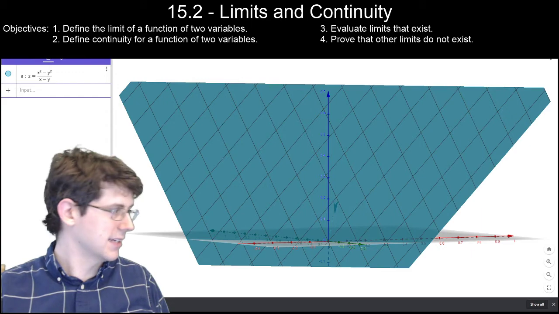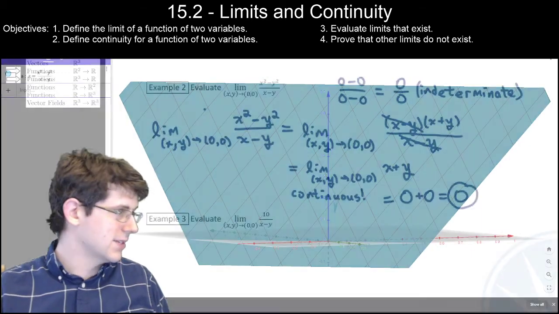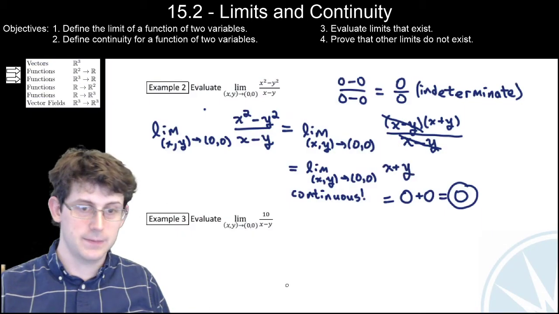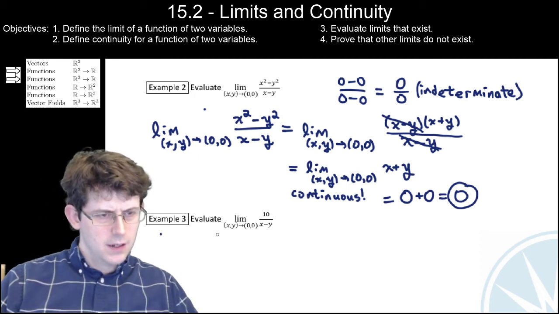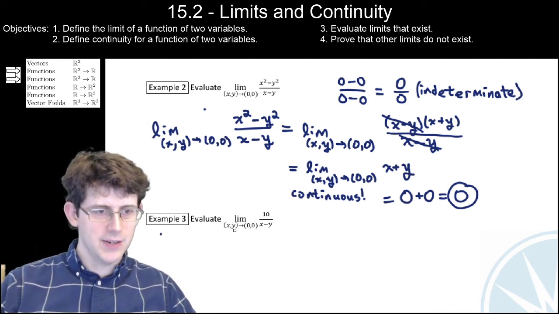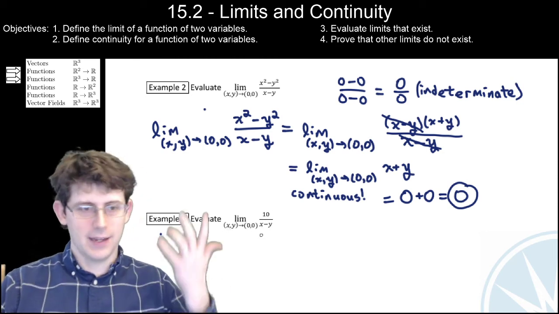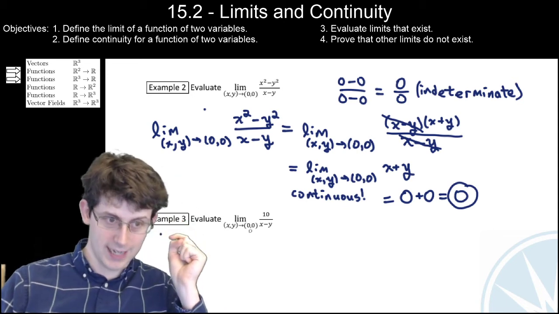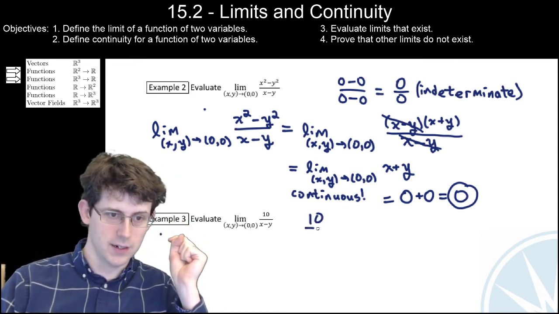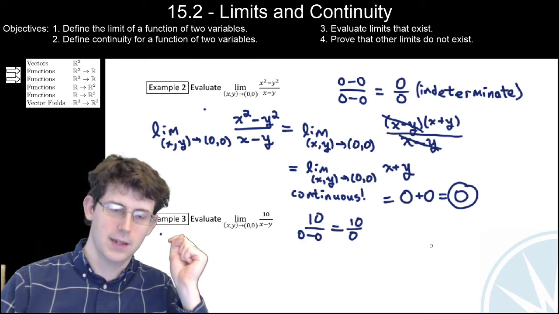Okay, on to the next thing. The next one looks pretty doomed to me. We're trying to evaluate, as (x, y) approaches (0, 0), 10 over x minus y. Again, we're in trouble here, where if you plug in x and y, you get 10 over 0 minus 0, which is 10 over 0.